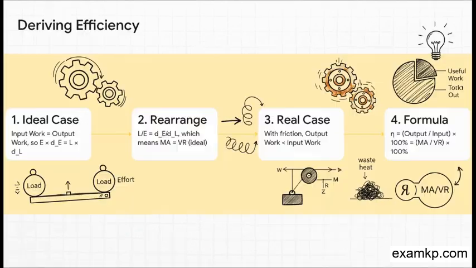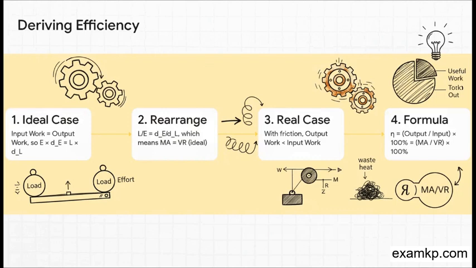Okay, this is a classic exam question, so let's break it down. Imagine a perfect machine with zero friction. The work you put in, that's effort times effort distance, would perfectly equal the work you get out, load times load distance. If you rearrange that formula, you find that L over E equals DE over DL, which means MA equals VR. But in reality, friction means the output work is always a little less than the input work. And that's what efficiency is, the ratio of useful work out to total work in, which after some simplification just becomes MA over VR times 100. Make sure you understand that logic.